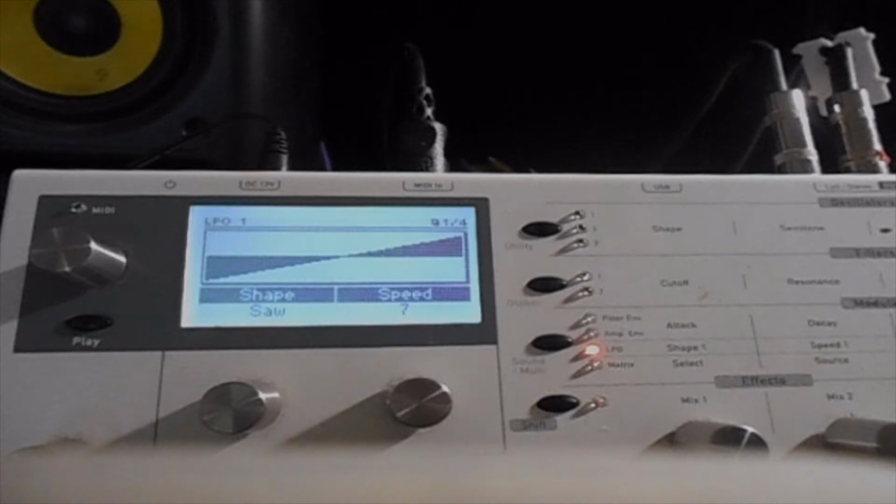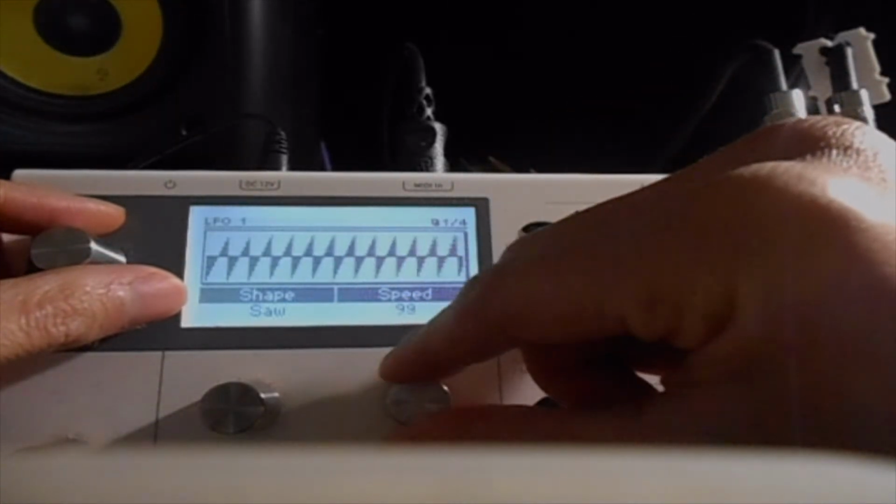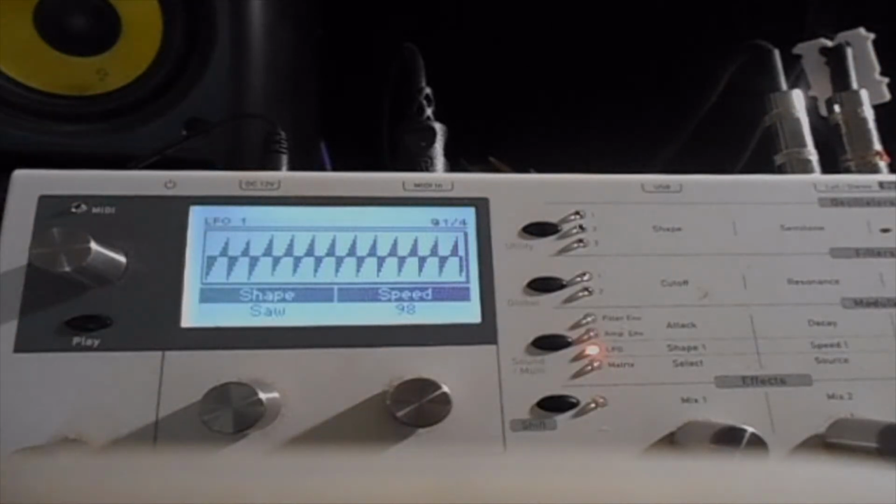Then 98 would be what? 32. 64 would be 86. This is the speed. Octave intervals. Now, okay, I've been talking a lot.